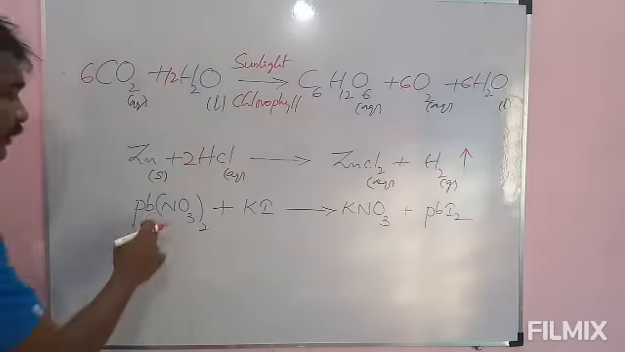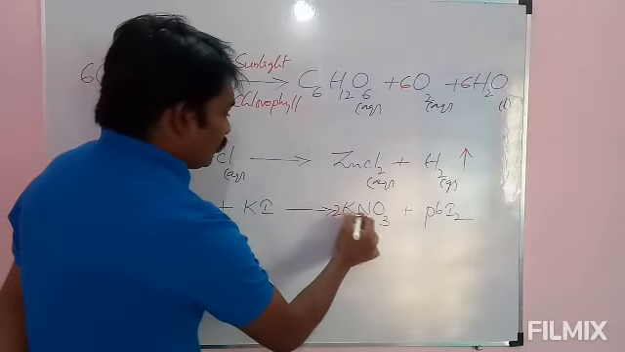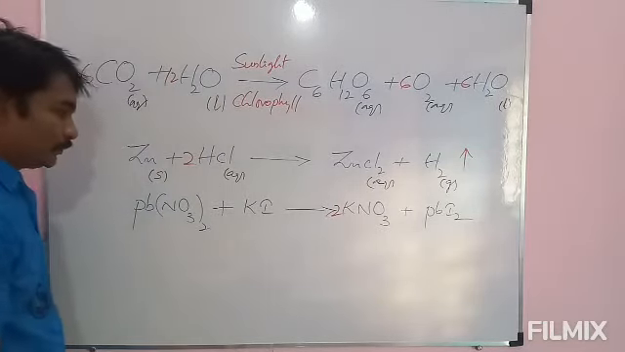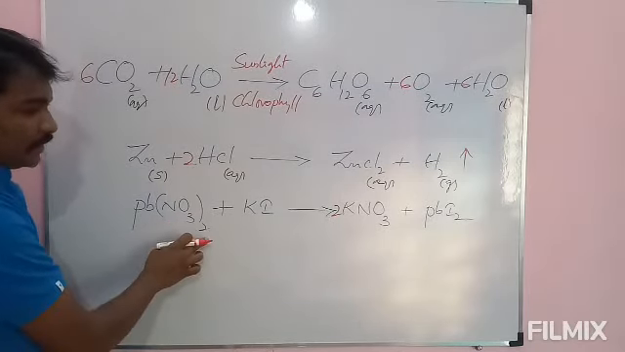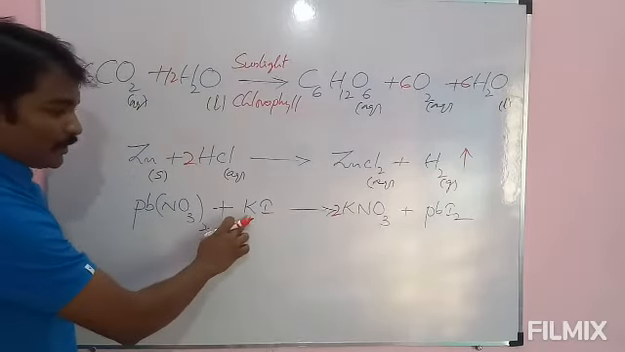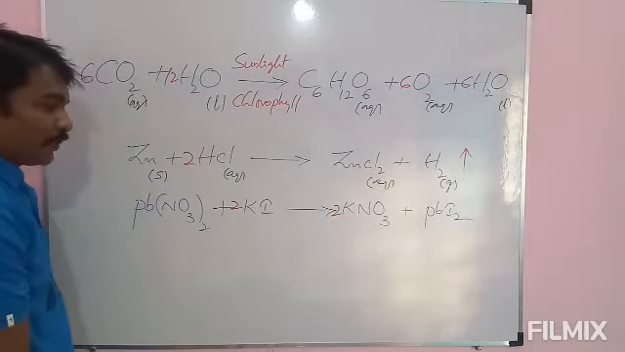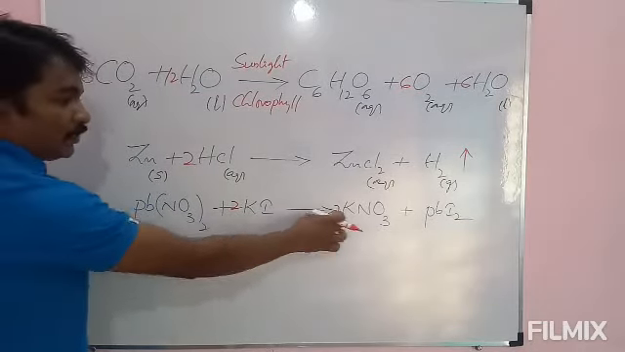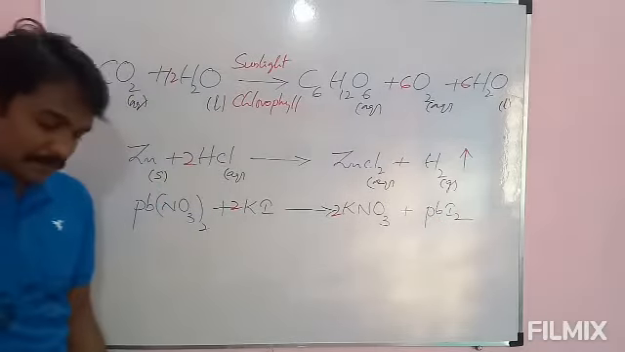Let us check. Nitrogens 2 are there, here 1 is there. To make it 2, I am writing 2 in front of KNO3. See here, 3 2s are 6 oxygens, 2 3s are 6 oxygens, balanced. Potassium 1 is there, here 2 are there. I am writing 2 to balance potassium. 2K, 2K, 2I, I2. It is balanced.